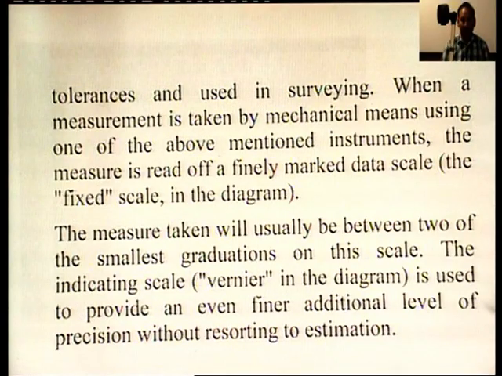When a measurement is taken by mechanical means using one of the above mentioned instruments, the measure is read off a finely marked scale, which is the fixed scale in the diagram. The measures taken will usually be between two of the smallest graduations on this scale. The indicating scale, the vernier in the diagram, is used to provide an even finer additional level of precision without resorting to estimation.